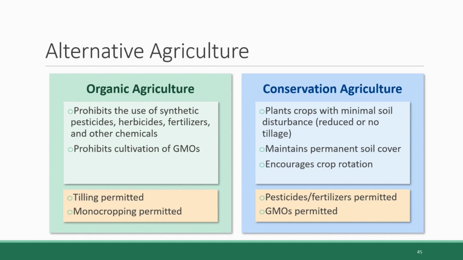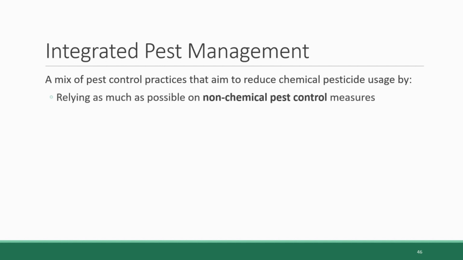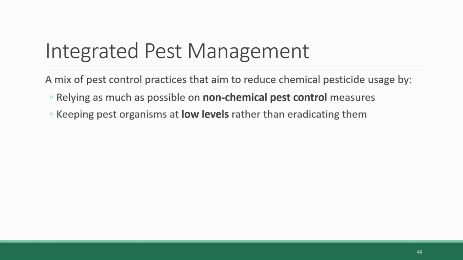So, next, we're going to take a look at some specific practices that might be part of one or both of these alternative agriculture approaches. One of these is integrated pest management. The goal of integrated pest management is to reduce the use of chemical pesticides by, first of all, relying as much as possible on non-chemical pest control measures, keeping pest organisms at low levels that don't cause much damage rather than aiming to totally eradicate them.